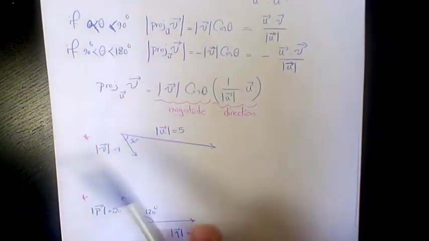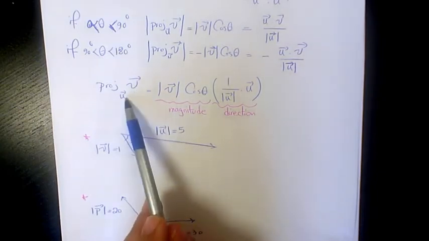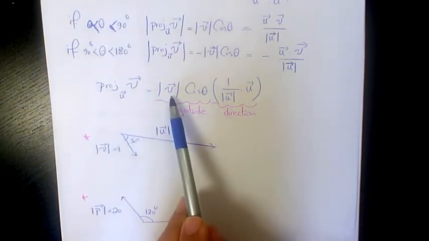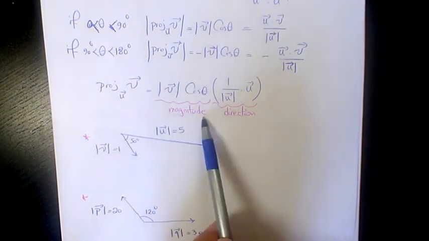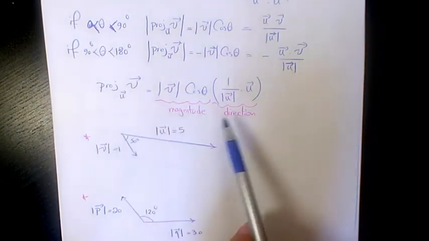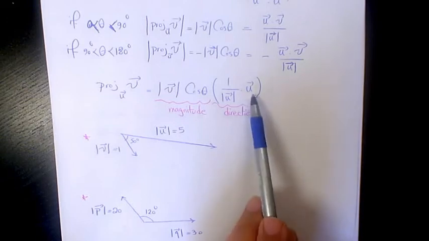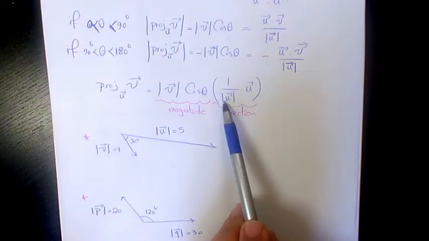In other words, we can say the projection of V over U equals the magnitude of V times cosine theta. That gives you the magnitude of this projection. And the direction is coming from U divided by the magnitude of U.